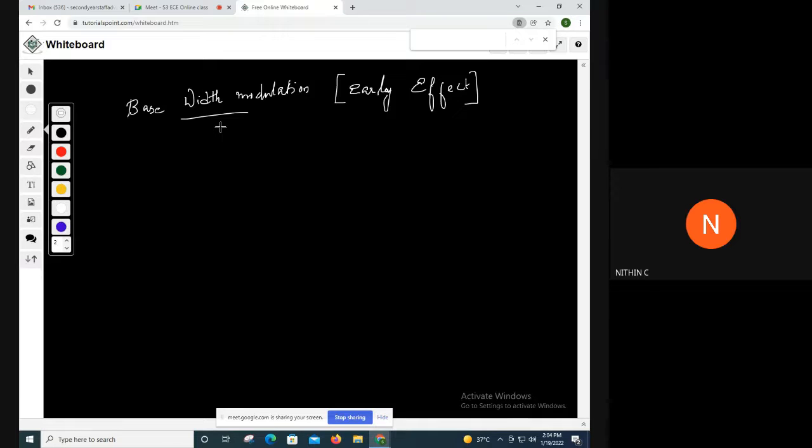From the term itself, it's clear that it is something related to the base, specifically the width of the base. The width of the base is modulated. Modulation means change, some change is happening. You might have learned about different modulation schemes, where the amplitude of the waveform is modulated with respect to the modulating signal. In a similar manner, here the width of the base is modulated or changed with respect to some factor.